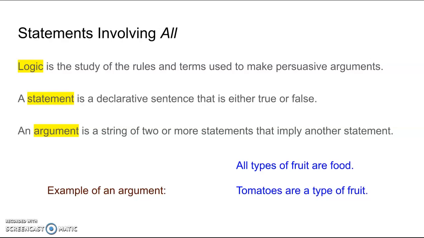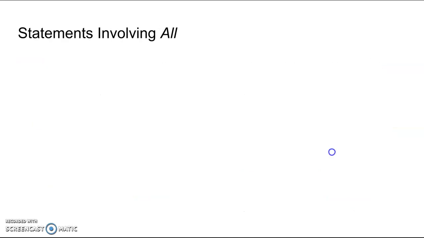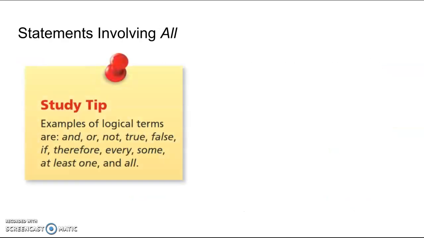So then in this argument, since I'm saying that all fruit are food and also tomatoes are fruit, I can then conclude here with tomatoes must be food, or are food. So that would be an example of an argument. Now in this lesson, let me just keep on going here.